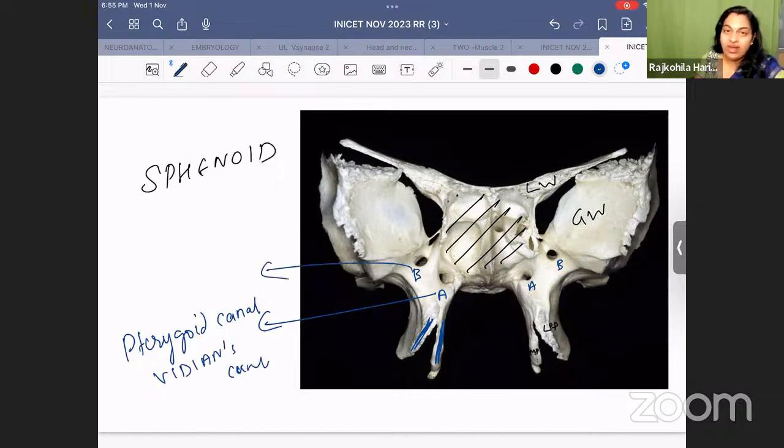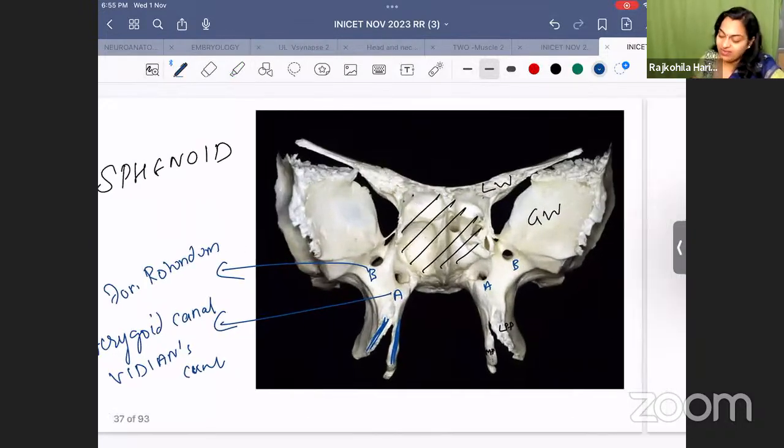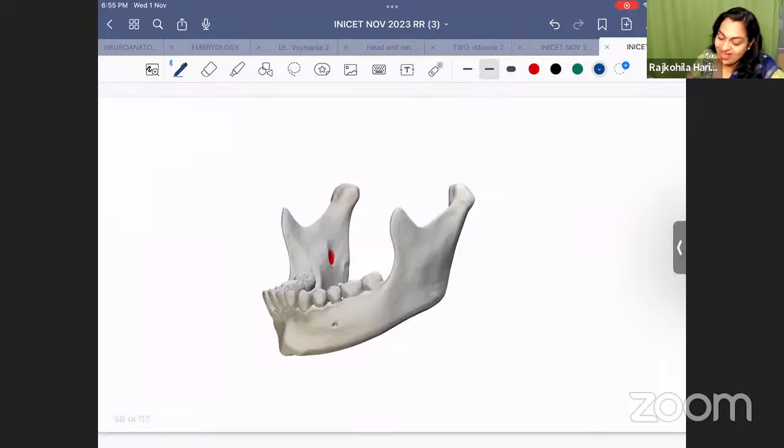And what is this opening that you see here? Any idea what could it be? It transmits the maxillary nerve from the middle cranial fossa to the pterygopalatine fossa. It's nothing but the foramen rotundum. Right? So this was also asked previously.